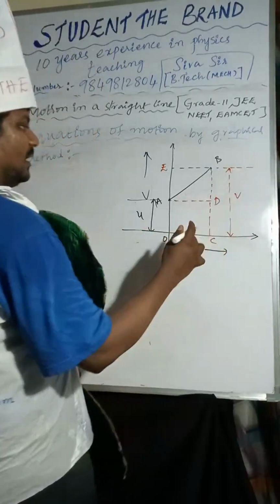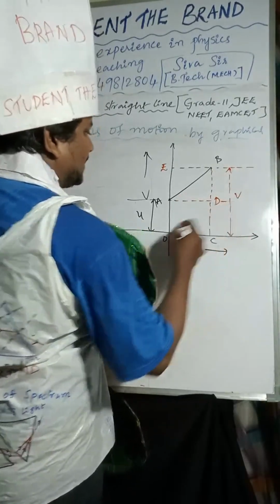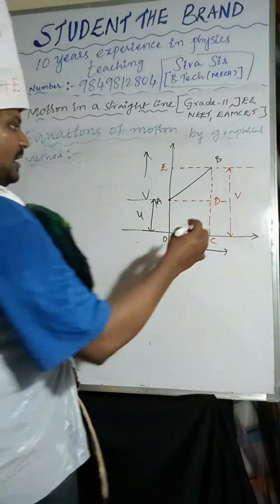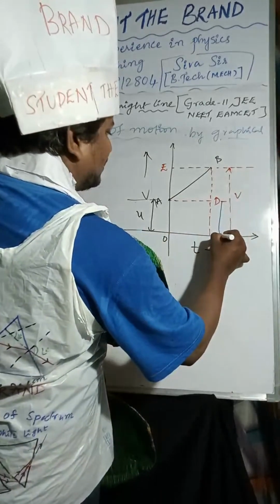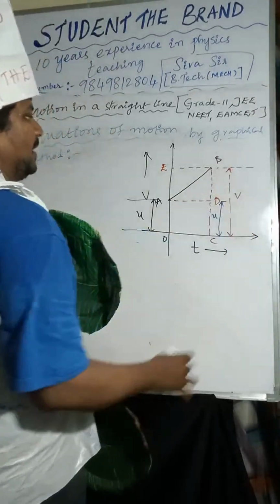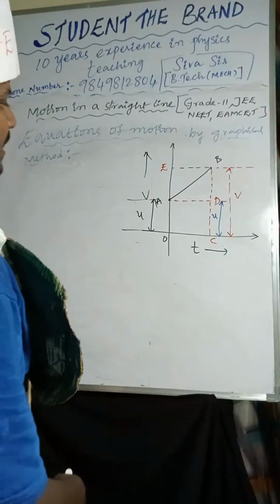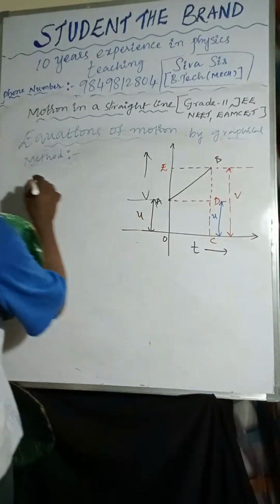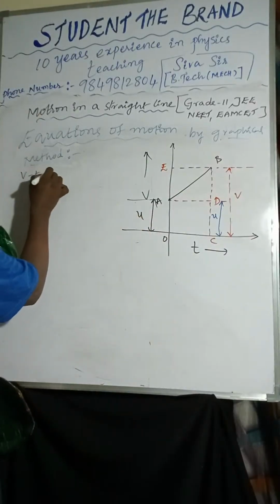This up to here, again I am saying, until here is the initial velocity. This is the initial velocity only. Up to here, initial velocity. I am taking this initial velocity U, and from 0 to point B is the final velocity. Okay, so be careful, with respect to the velocity-time graph.